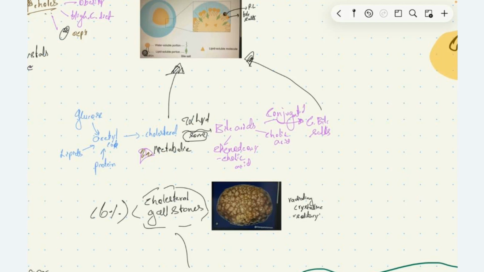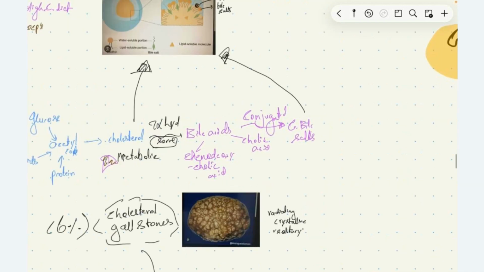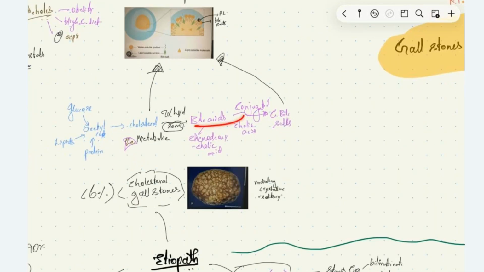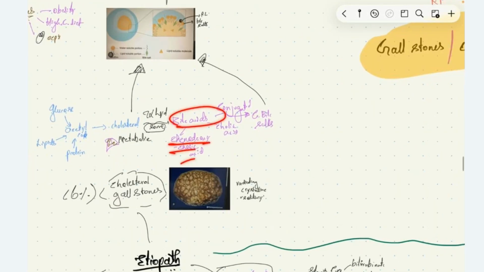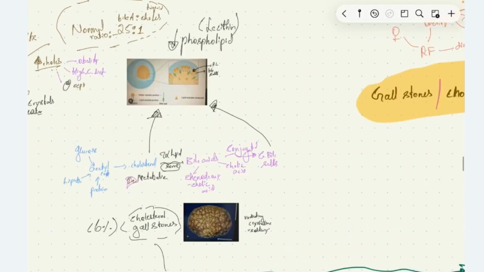We humans don't have the enzymes to derive energy from cholesterol, so the only way to get rid of cholesterol is to excrete it. So this cholesterol is converted to bile acids. The bile acids, chenodeoxycholic acid and cholic acid, are conjugated with glycine and taurine to form conjugated bile salts. Those are taurochenodeoxycholic acid and glycochenodeoxycholic acid, and other bile acids that are secondary conjugated bile salts.